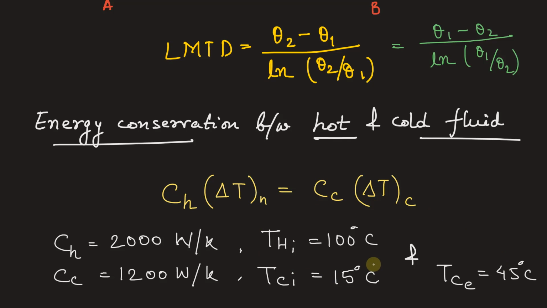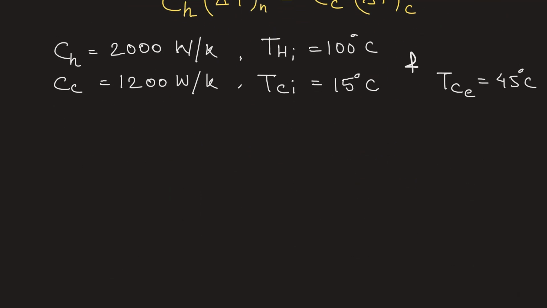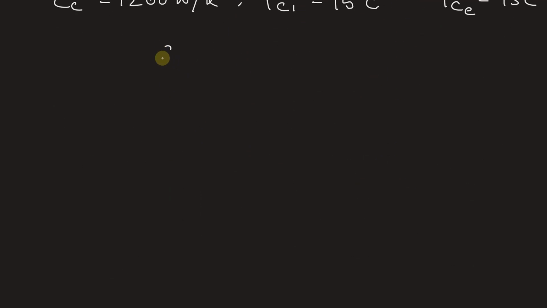Now you can pause the video here and try to solve this problem by yourself using the concept explained above and the given data. Now let's continue with our solution. As already mentioned, Ch delta Th should be equal to Cc times the temperature difference of the cold fluid because of the conservation of energy.